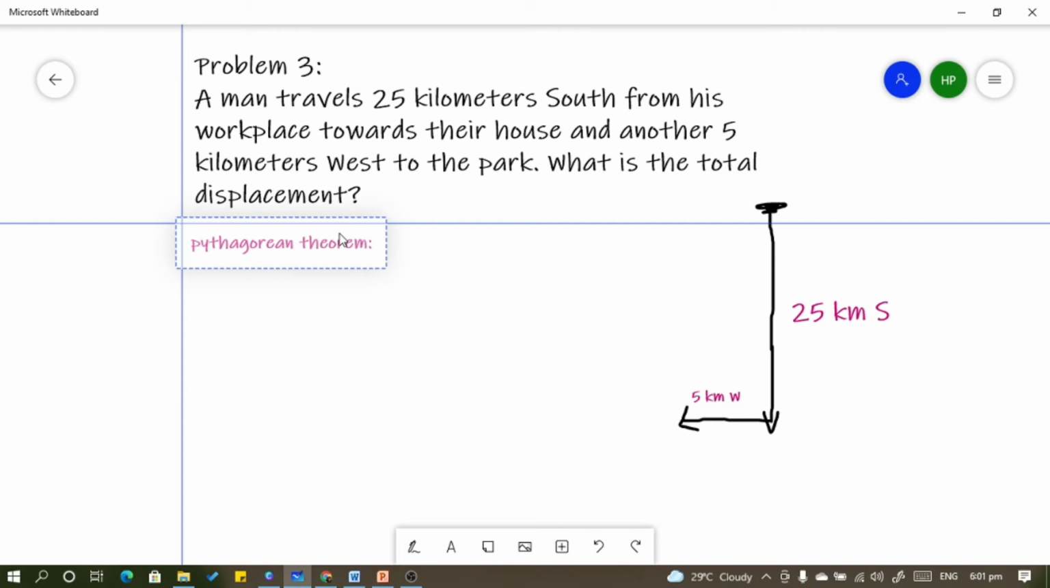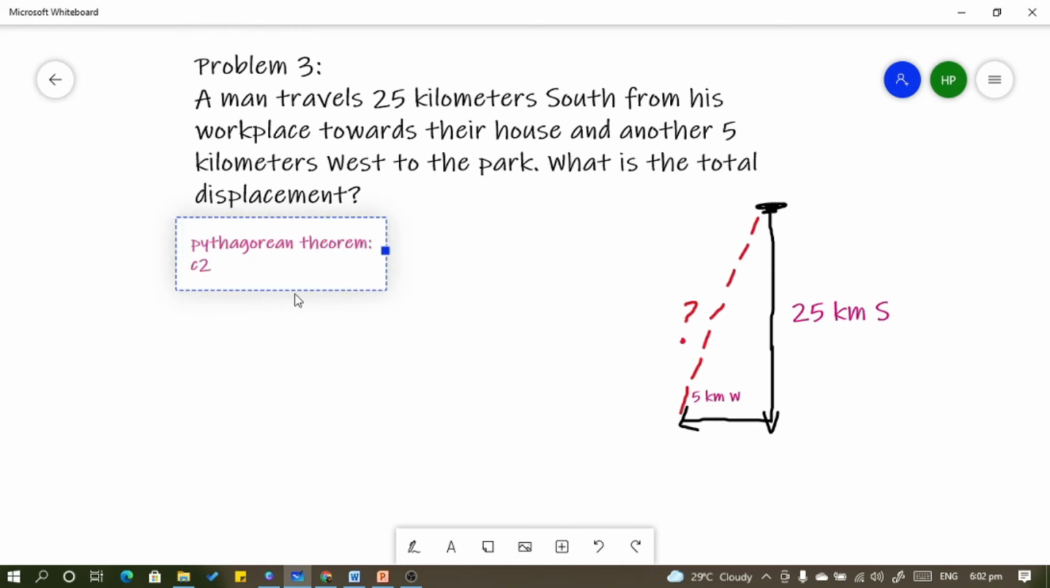What is the Pythagorean theorem's formula? C squared is equal to A squared plus B squared. That is the formula for the Pythagorean theorem. What we are going to identify here is this line, the red line. So let's try to answer. We have 25 squared plus 5 squared. 25 squared is equal to 625 and 5 squared is equal to 25. Now we'll add.